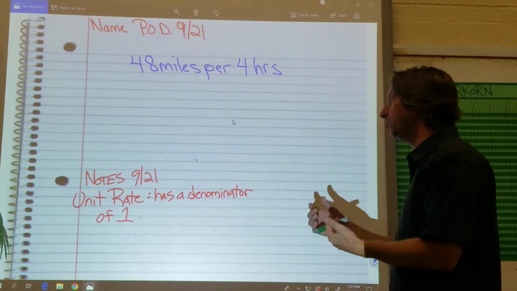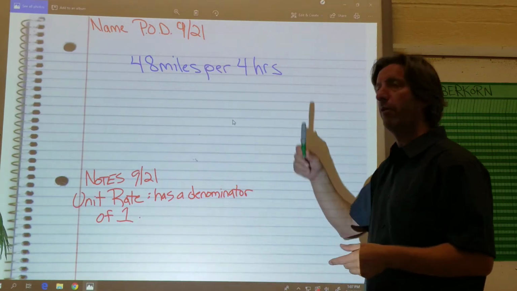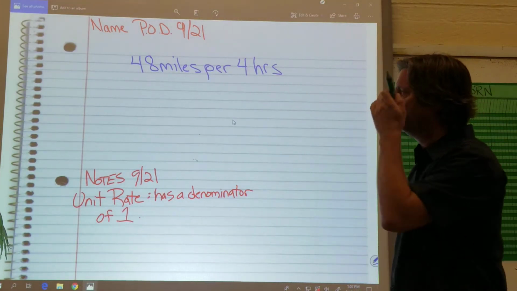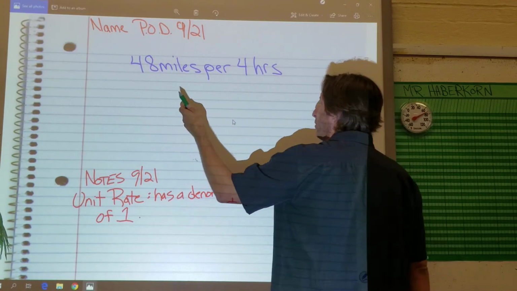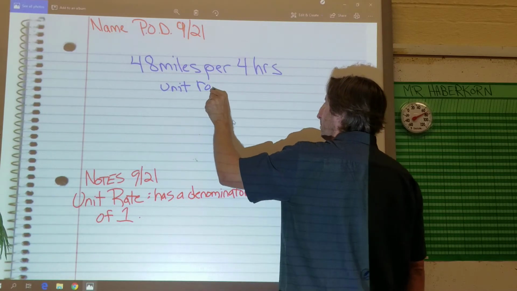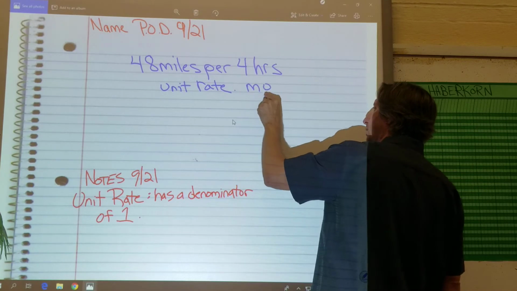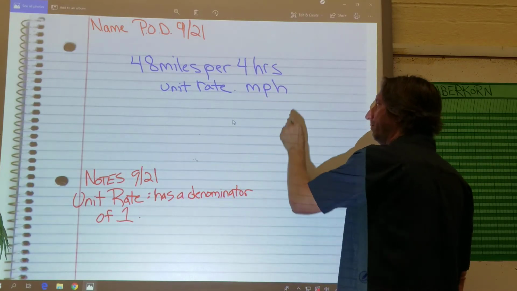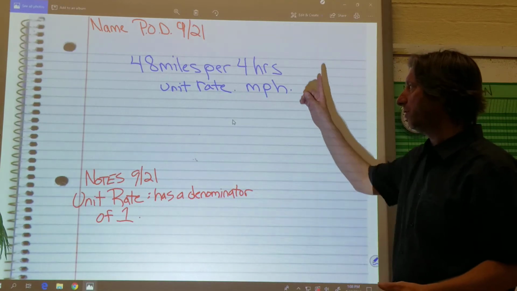And your car computes that automatically. But if you went 48 miles in 4 hours, let's see how fast you were going. We've got to figure out how many miles per hour. They would just say either find the unit rate, or they might say find your miles per hour, MPH. So that's what a unit rate is. You're finding how much it is for 1.